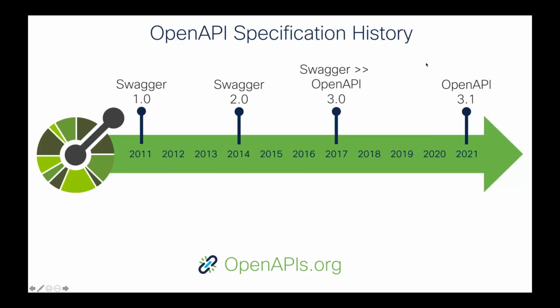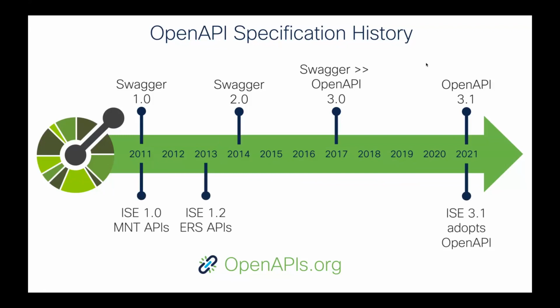earlier this year. And if you look at the ISE timeline of all the different things we've done, we started way back over 10 years ago doing REST APIs with the monitoring and troubleshooting APIs. Then we added the ERS ones for doing configuration. And finally, we've started implementing all of our new APIs in this open API format. So we've been doing REST for a long time, but now we're doing it in the open API format because it took a while for that to be standardized and broadly adopted.